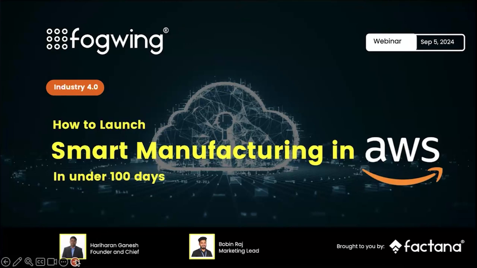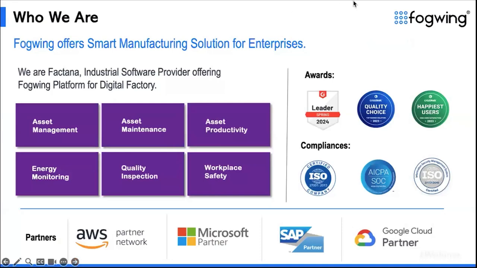We are Factana, an industrial software provider offering Fogwing as a comprehensive platform for smart manufacturing. Our solutions include asset management, asset maintenance, asset productivity, energy monitoring, quality inspection, and workplace safety. These solutions are designed specially to transform enterprises into digital factories efficiently. We have been assisting numerous small, medium, and large enterprises in their journey towards adopting Industry 4.0 and digitizing their manufacturing operations. With a global presence, we operate in India, Europe, and the USA.